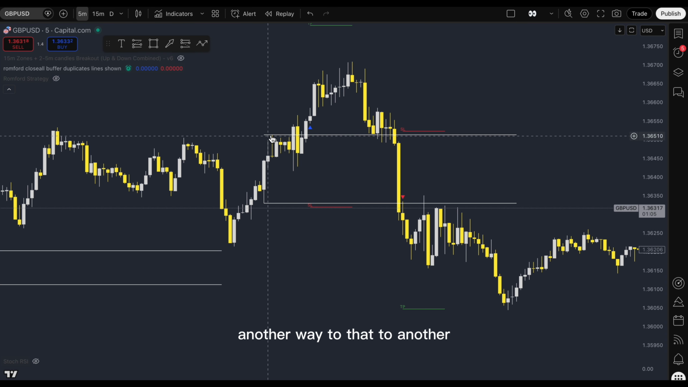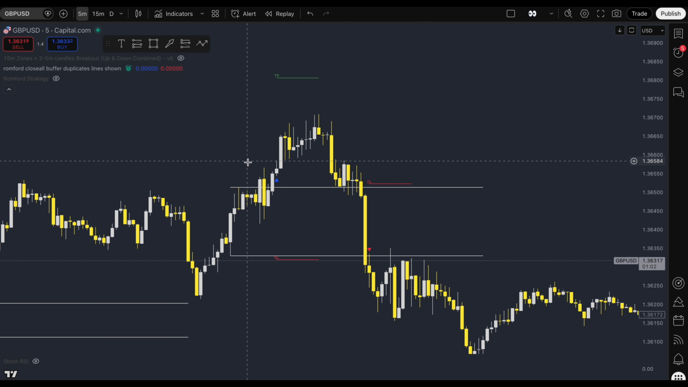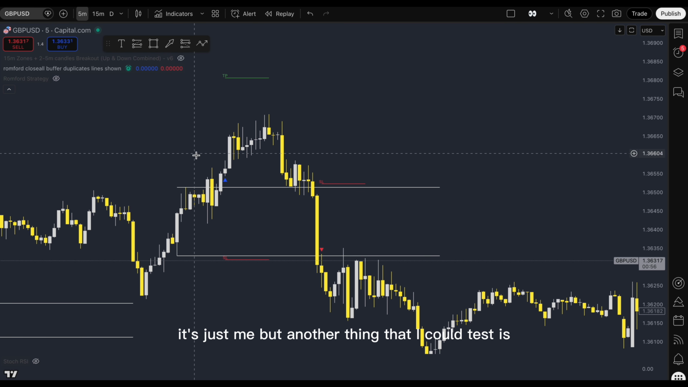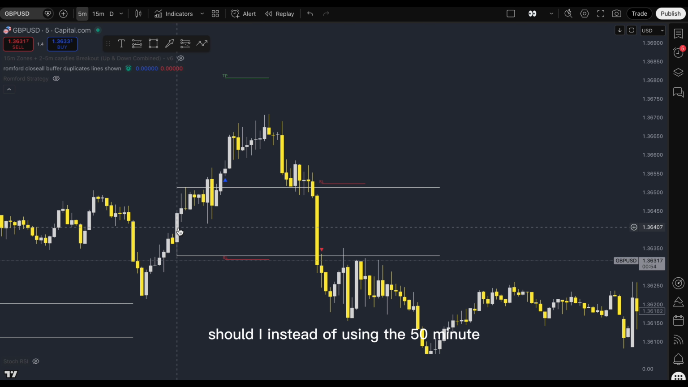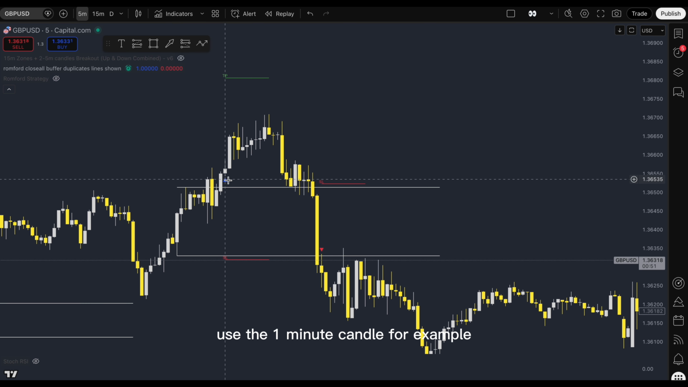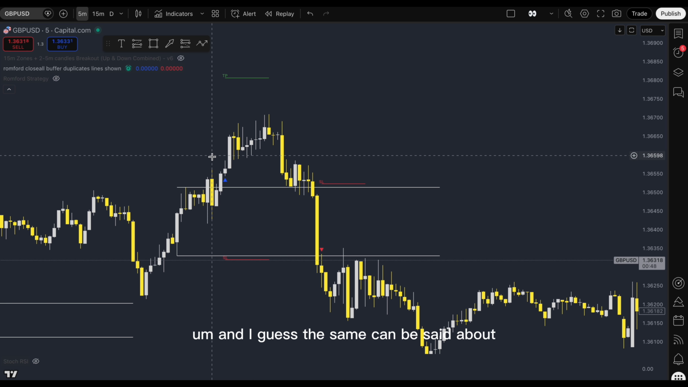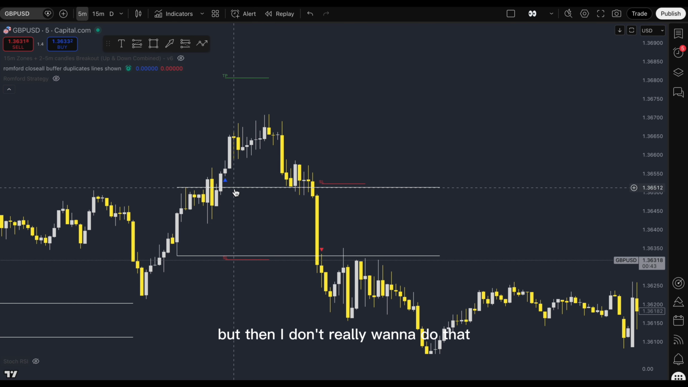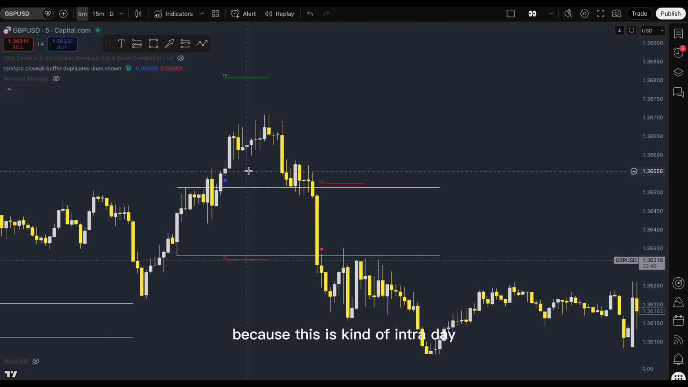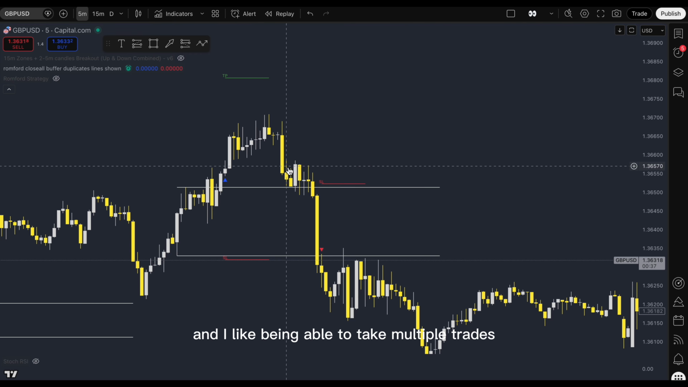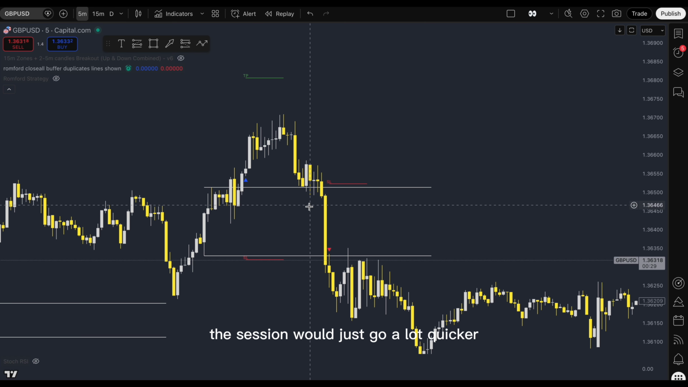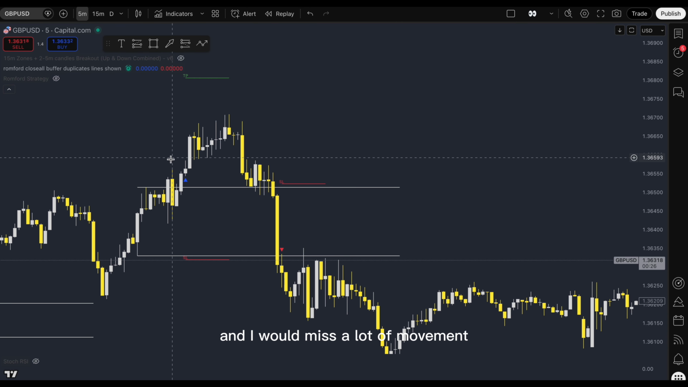Another thing that we could test is, I don't know why I'm saying we, like it's a team, it's just me, but another thing that I could test is, should I, instead of using the 5-minute candles, use the 1-minute candle, for example? And I guess the same can be said about maybe using the 15-minute candle, but I don't really want to do that because this is kind of intraday and I like being able to take multiple trades per session at this moment in time.